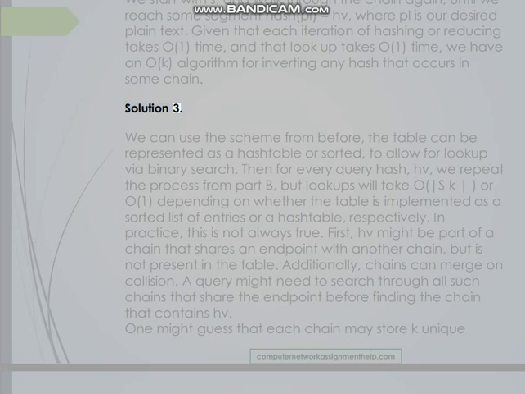Solution 3. We can use the scheme from before. The table can be represented as a hash table or sorted to allow for lookup via binary search. Then for every query hash HV, we repeat the process from part B, but lookups will take O(log(|S|/k)) or O(1), depending on whether the table is implemented as a sorted list of entries or a hash table, respectively. In practice, this is not always true.